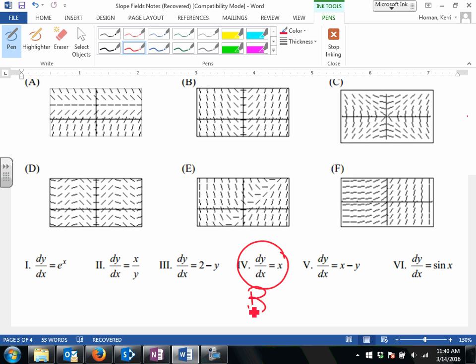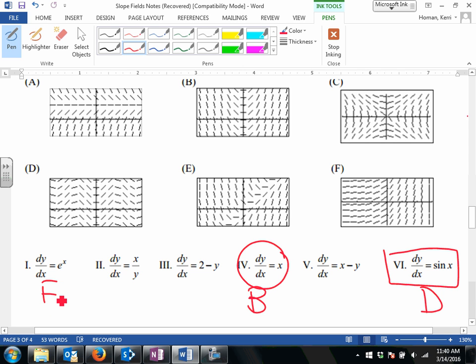So sine of x, this one right here, would match up with D, because the antiderivative would be negative cosine. That's what that graph looks like. Okay, what about e to the x? Which one is that going to be? The antiderivative of e to the x is e to the x.